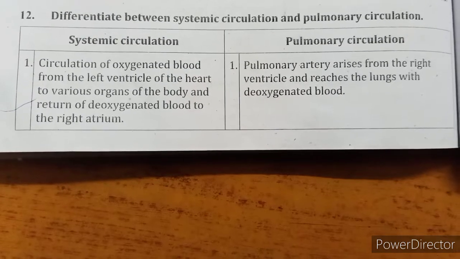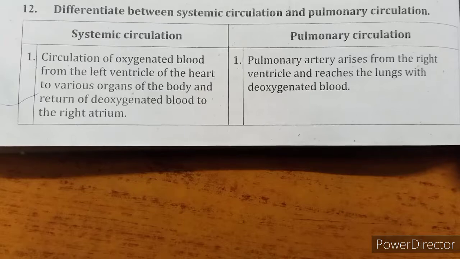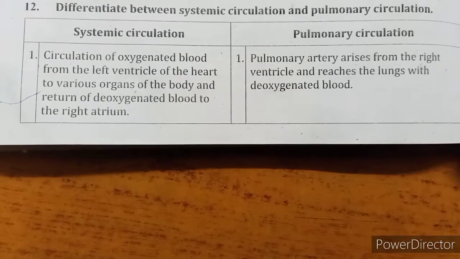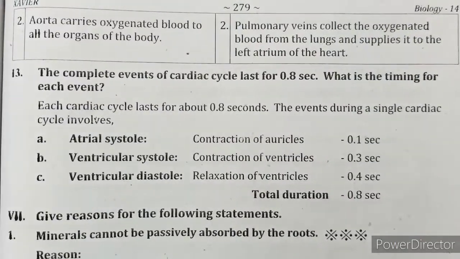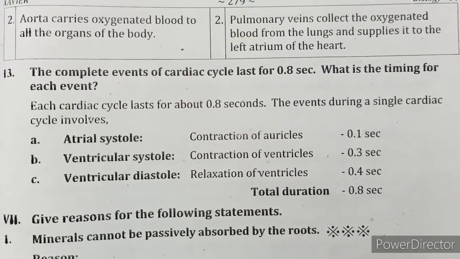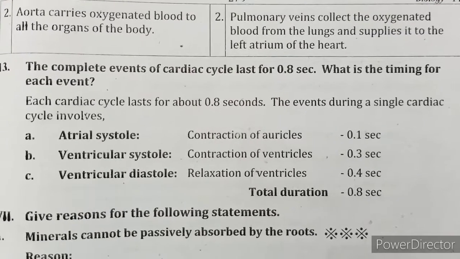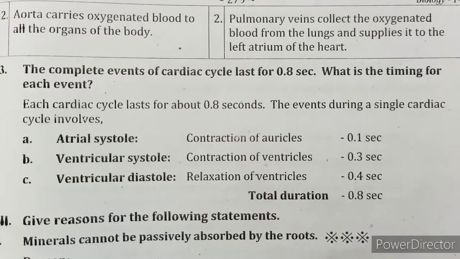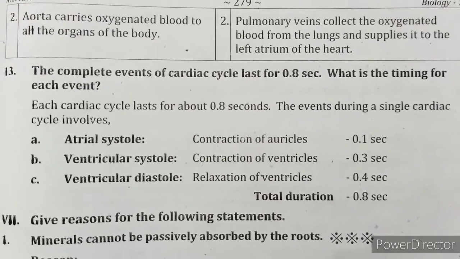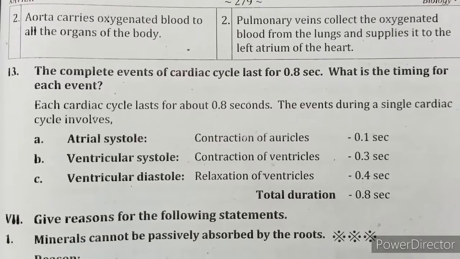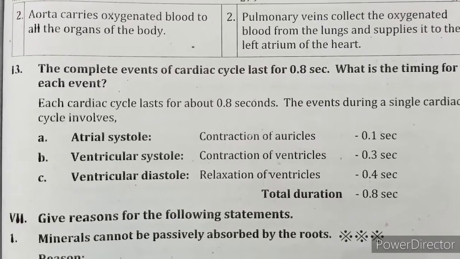Pulmonary circulation: the pulmonary artery arises from the right ventricle and reaches the lungs with deoxygenated blood. The aorta carries oxygenated blood to all the organs of the body. Pulmonary veins collect the oxygenated blood from the lungs and supply it to the left atrium of the heart. The complete events of the cardiac cycle last for 0.8 seconds.